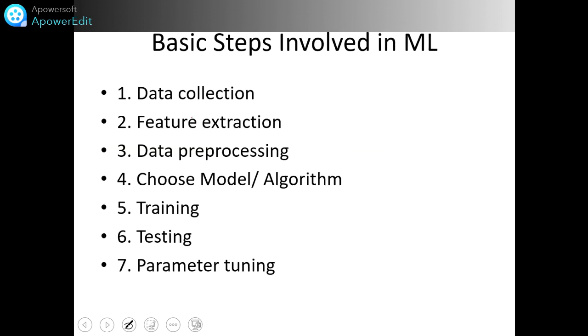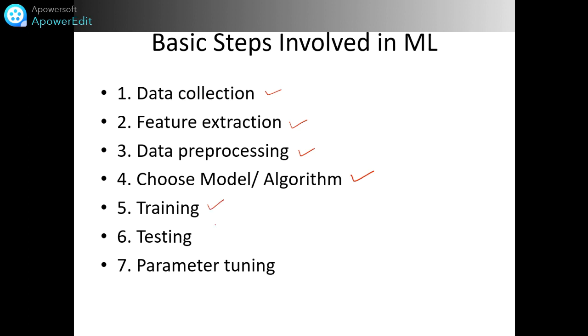These are the 7 basic steps that we have to learn whenever we apply machine learning to any field. It may be the mechanical engineering field, the computer science field, electronics or any field, and these basic steps remain the same. The first is data collection, second is feature extraction, then data pre-processing is required. After that we have to choose a specific model or a specific algorithm for development of the machine learning model.